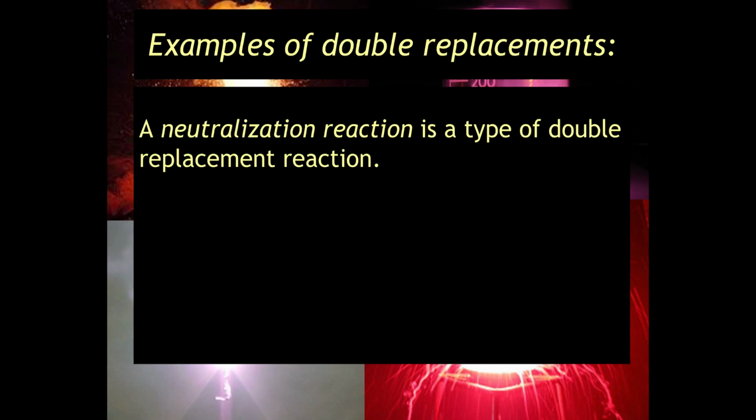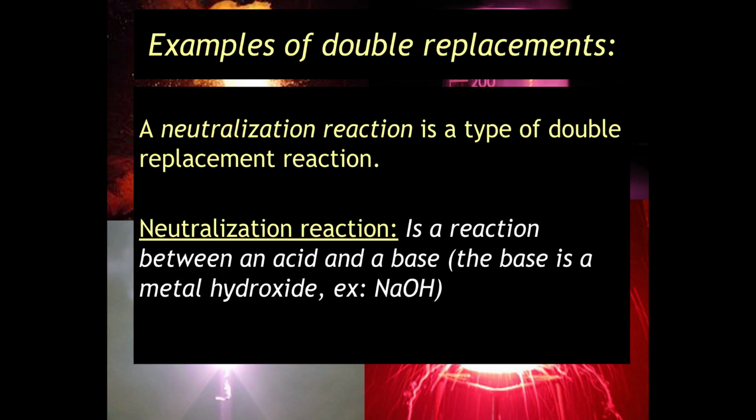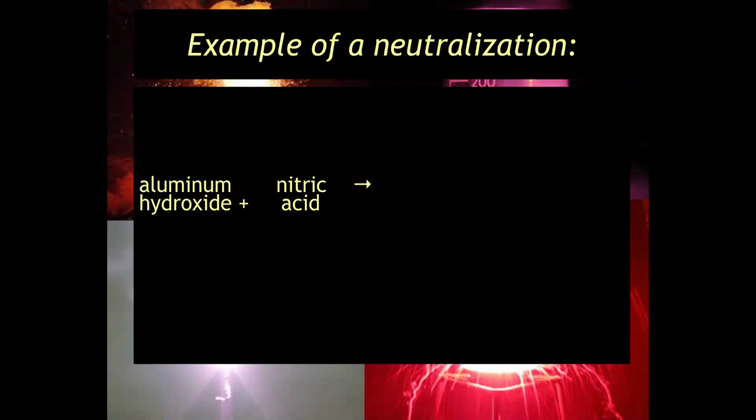Now, a neutralization reaction is a type of double replacement reaction, and a neutralization reaction is a reaction between an acid and a base. And in these reactions, the base is a metal hydroxide. So you got some metal with OH. The OH is the hydroxide. Here's an example of a neutralization reaction. Notice you still have two words plus two words, so it's a compound plus a compound. This will be my base because it's a metal with a hydroxide, and this is my acid right here.